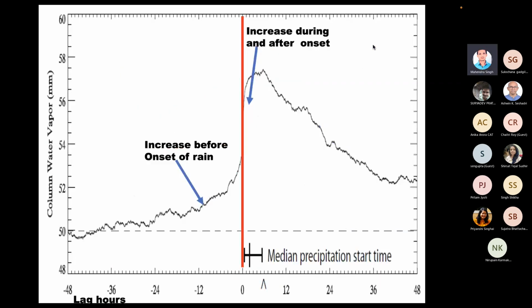So the rate of increase of column water vapor before the rainfall and after the rainfall are different. Yes, you are right. That's not surprising, right? Because before the rain, the column water increased due to advection or convergence, something. But once the rain occurs, the liquid droplets will evaporate very rapidly. There's no question about that.